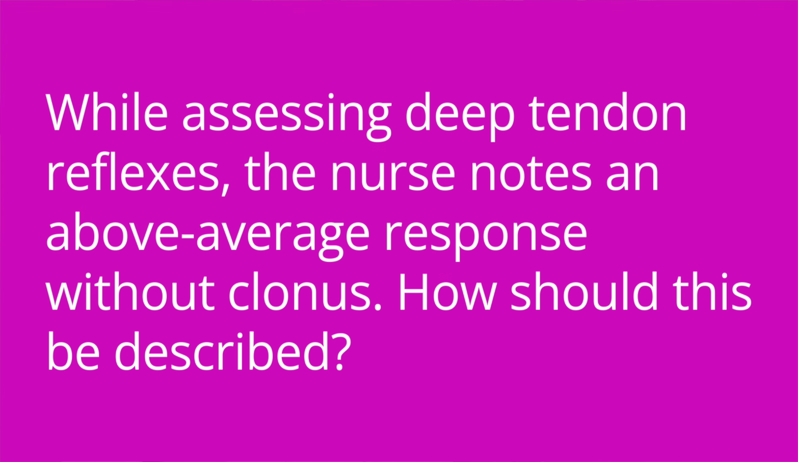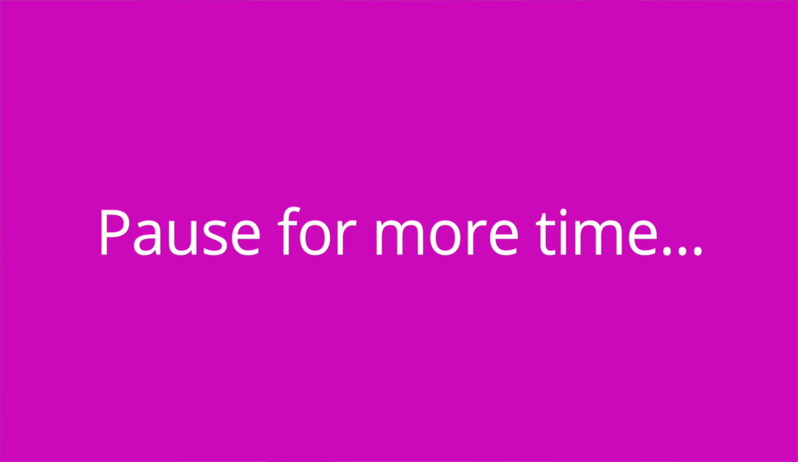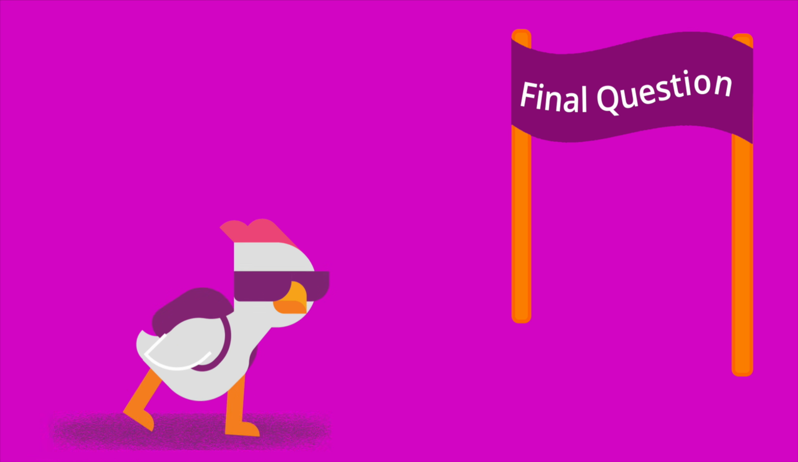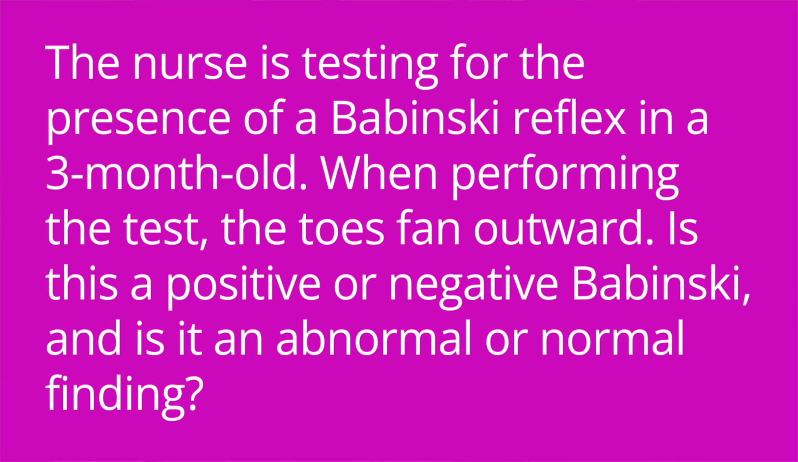While assessing deep tendon reflexes, the nurse notes an above average response without clonus. How should this be described? This would be a 3+ finding. The nurse is testing for the presence of a Babinski reflex in a 3-month-old. When performing the test, the toes fan outward. Is this a positive or negative Babinski, and is it an abnormal or normal finding? This is a positive Babinski, which is a normal finding for a 3-month-old.